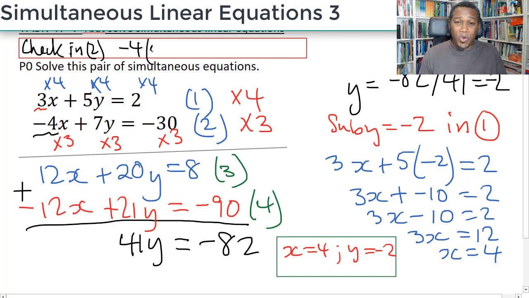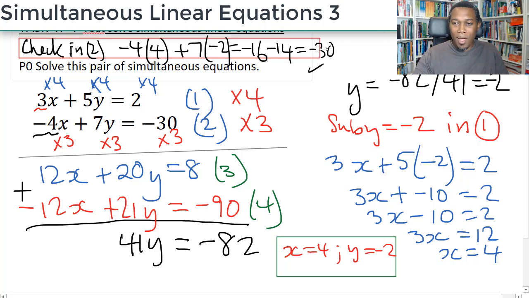-4 times 4. That's going to give me -16. Plus 7 times -2. This is hard. We get -16, and then, oh, okay, right, it works. 7 times -2 is -14, so -16 plus -14 is take away 14, which is -30 as required. I had to go outside of my red box. That means I need to make the red box longer. And yeah, we checked, it works.